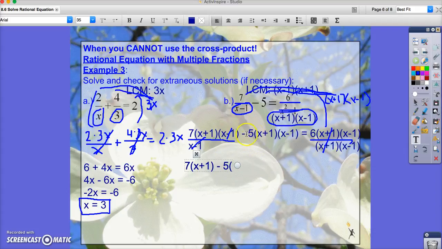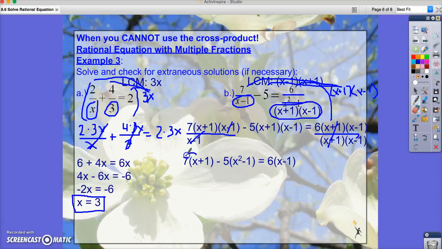Are you okay with me FOILing in this step? So x times x is x squared. Then I get negative 1x plus 1x, which is 0x. And then 1 times negative 1 is negative 1. Are we okay with the fact that that's what that simplifies to? That makes sense, right? Because what was this denominator before we factored, x squared minus 1? Equals 6 times x minus 1. So we're getting there. We're going to distribute the 7 to both, the negative 5 to both, and then the 6 to both.